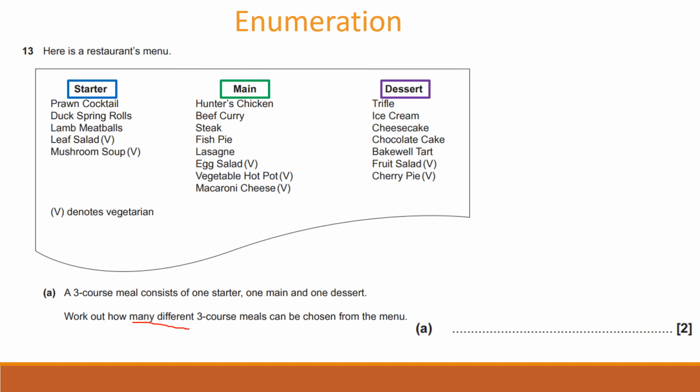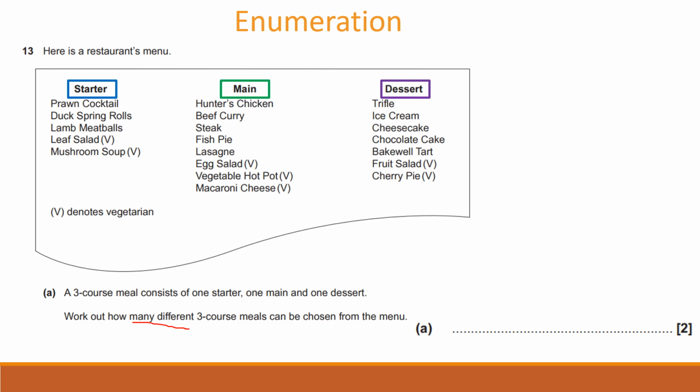So you could have mushroom, steak and trifle. Now it's going to take you a really long time to write down all the different combinations that you could have because there are so many different options. So the easiest and the quickest way to do it is to think about each one as we go along. So we have got 5 starters, okay? We have got 8 mains and we've got 7 desserts.